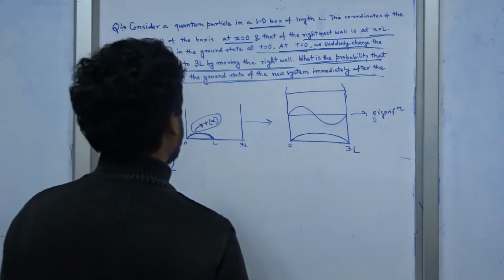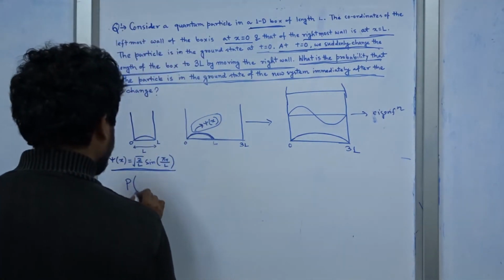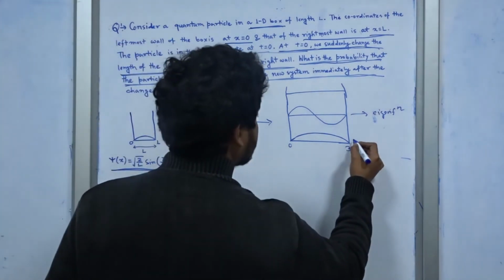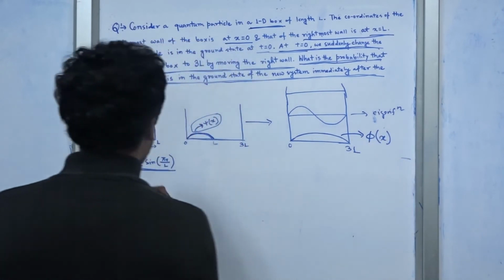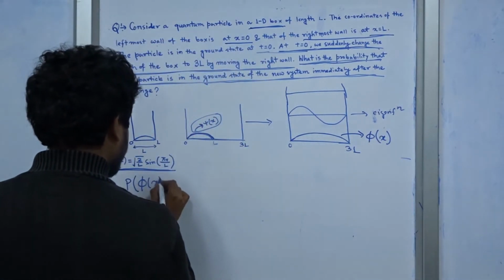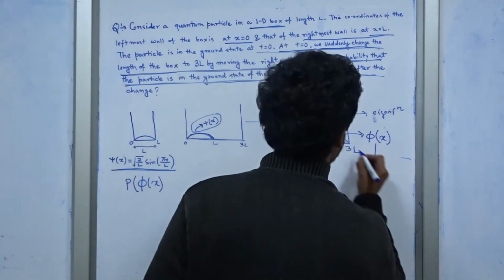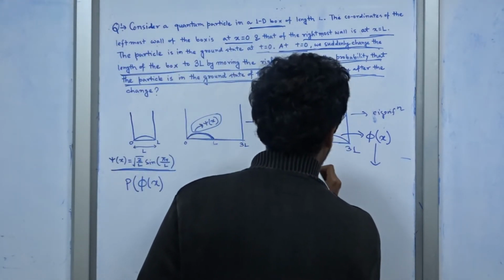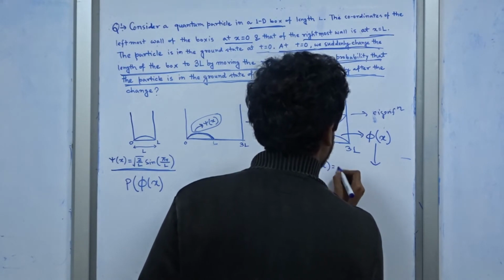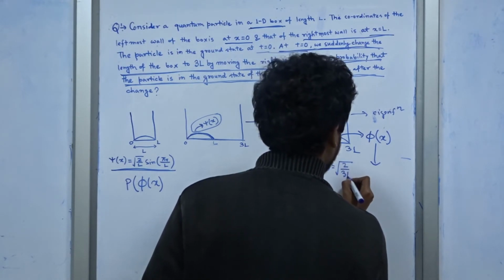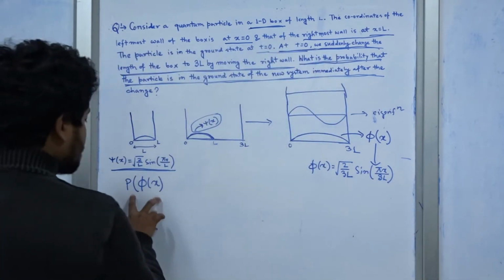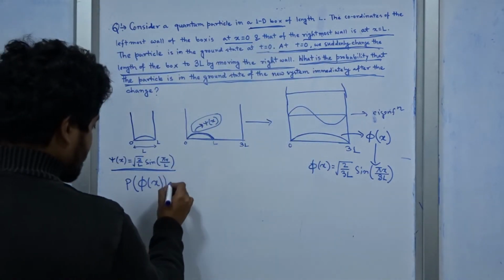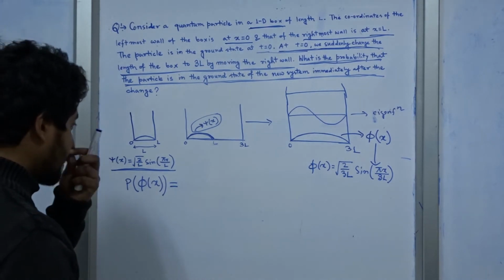So I need to find the probability of finding, suppose, this wave function phi of x. What is phi of x? This is the ground state of 3L. Phi of x is root over 2 by 3L sine of pi x by 3L. So I need to find this probability, which is now similar to my earlier problem.